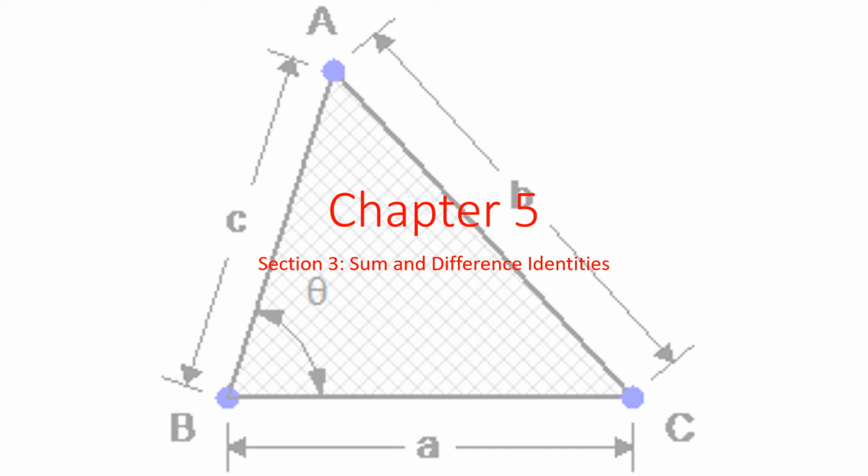Today we're going to be looking at Section 3, which is about sum and difference identities. Now these identities are a little bit different than the ones that we've looked at before, but we're going to be looking at how we can add and subtract different angles inside of our trig functions. So we'll have things like sine of x plus y and how we can deal with that.